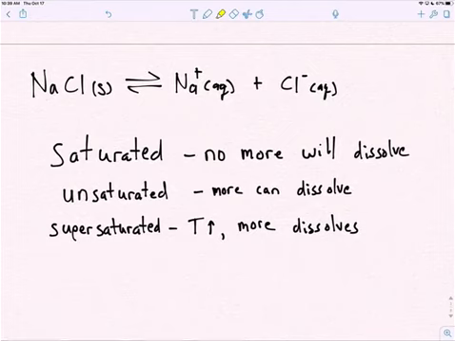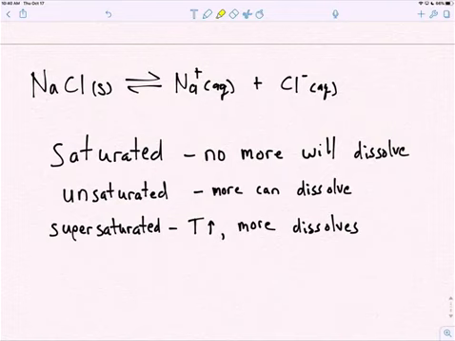Okay, so I mentioned sodium chloride, and so look at this equilibrium. We have sodium chloride dissolving into sodium and chloride ions in water. If you have a solution that's saturated, that means that no more sodium chloride will dissolve. And like I said, it's pretty hard to get a saturated sodium chloride solution. You have to dump a lot of salt into something. It's a 25% by mass solution. That's a lot of salt. That's the brine.